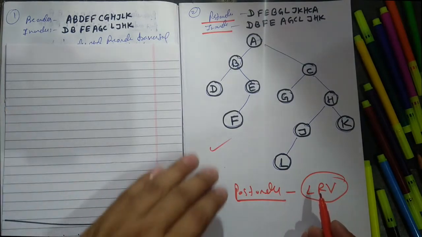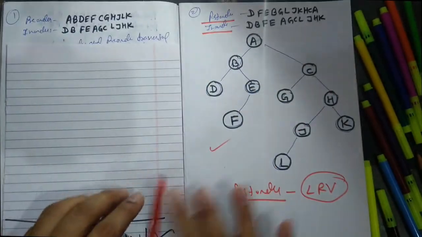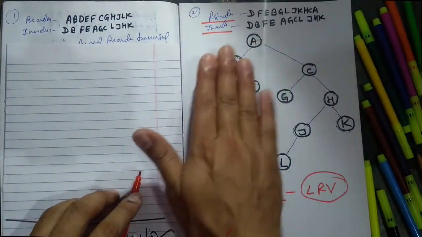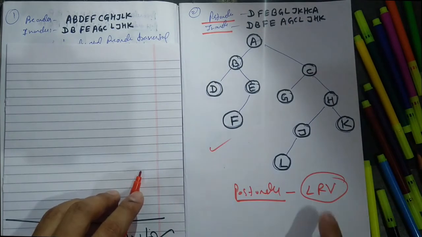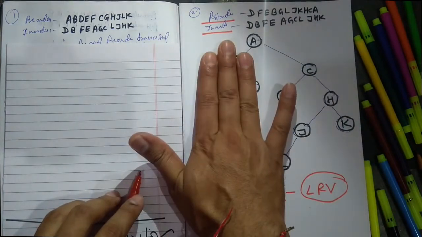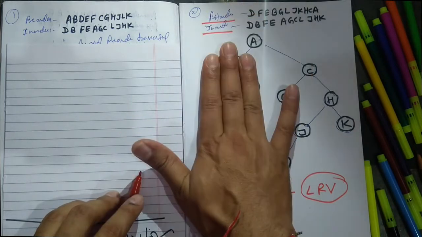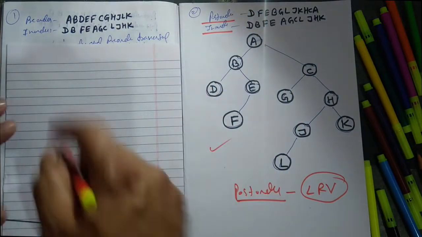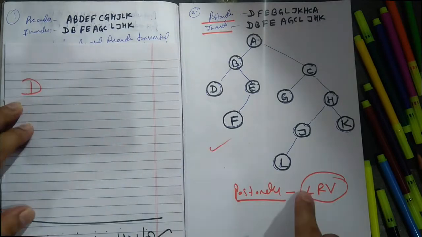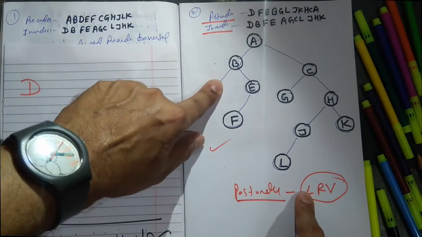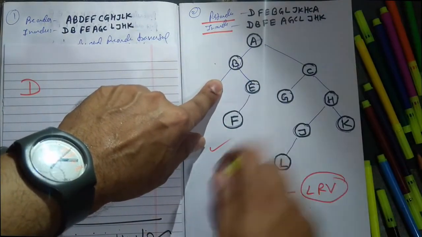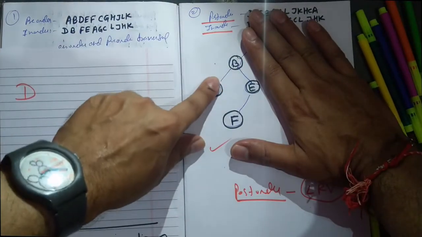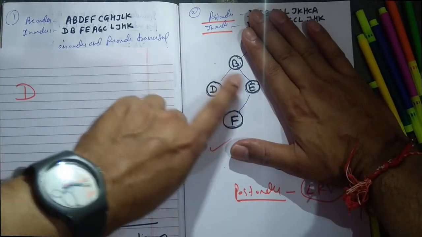So now this is the tree. This is the root, this is left, this is right. Now left means this. Again in this tree, the left is D. So at first your left is D, then left done. Right means this one.